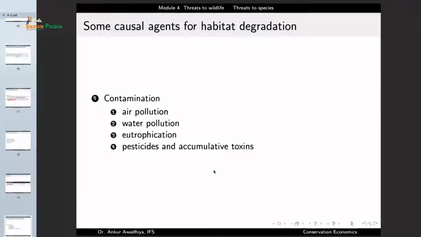Some causal agents for habitat degradation include contamination, air pollution, water pollution, eutrophication, pesticides, and accumulative toxins, which can all degrade the habitat. Now, eutrophication is the phenomenon in which fertilizers reach water bodies, primarily because these days we are using a large amount of fertilizers in our agricultural fields, and when it rains, these fertilizers get washed down together with the rain and reach the water bodies.